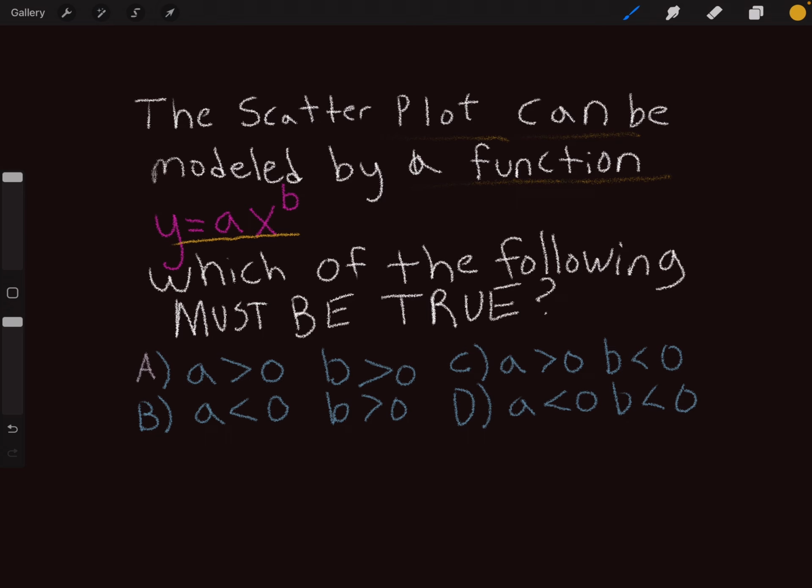So we have some choices here. For choice A, we could have a is greater than 0 and b is greater than 0. By the way, they would have written that a and b are constants. I didn't have room here to write that, but they're constants, meaning we can clearly see that the variable x is right there. So they're asking, does a have to be positive or negative? Does b have to be positive or negative?